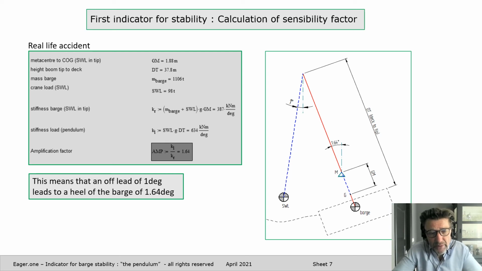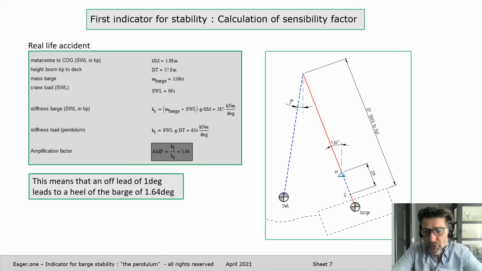When you relate these two stiffnesses, you have a kind of amplification factor or sensibility factor, which gives you a clear feeling about what happens. What does that mean, an amplification factor of 1.64? That means that an off-lead angle of 1 degree will result in a heel of the barge of 1.64 degrees. This is a very fragile situation, quite clearly.